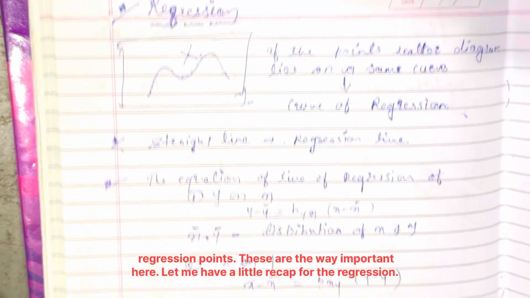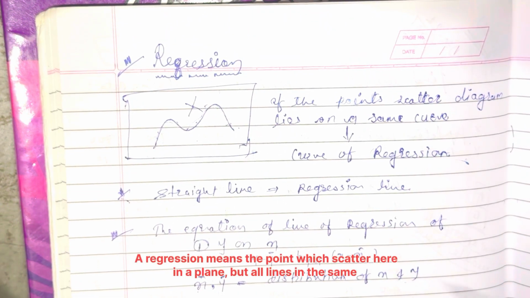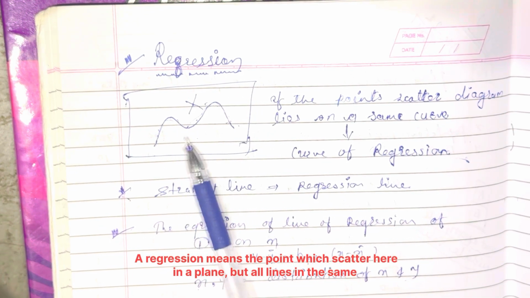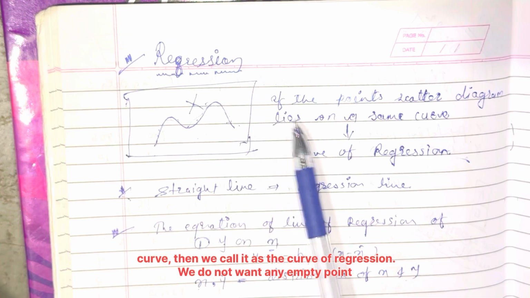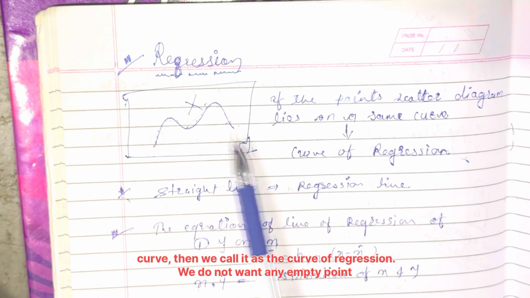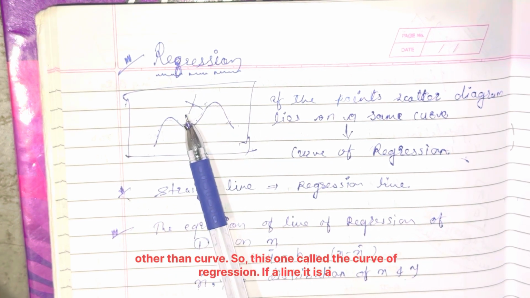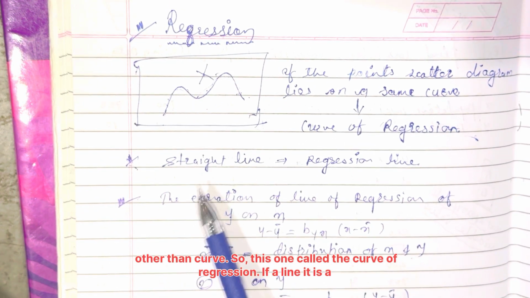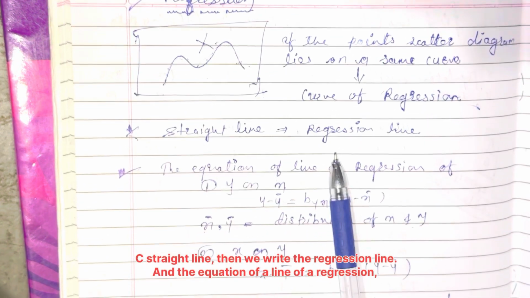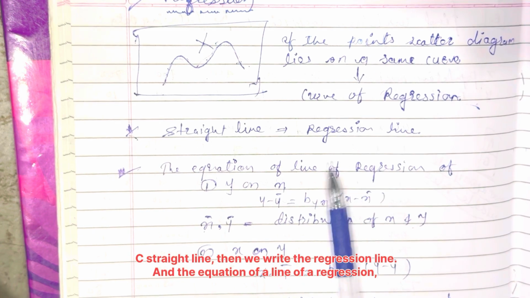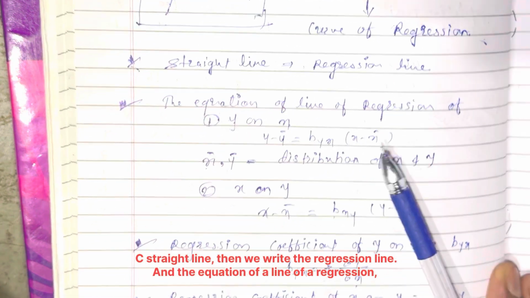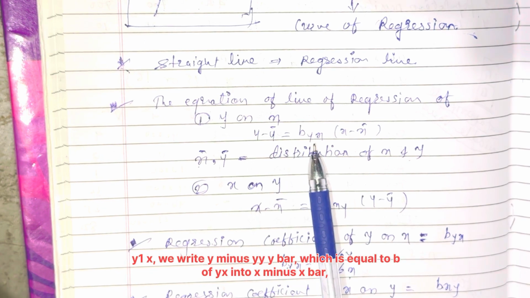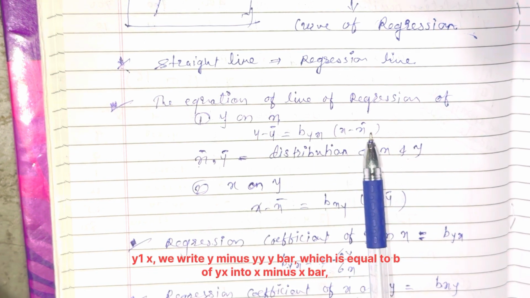Let me have a little recap for the regression. Regression means the points which scatter in a plane but all lie on the same curve, then we call it the curve of regression. We do not want any point other than on the curve. If it is a straight line, then we write it as a regression line. The equation of the line of regression, y on x, we write y minus y bar is equal to b of yx into x minus x bar.